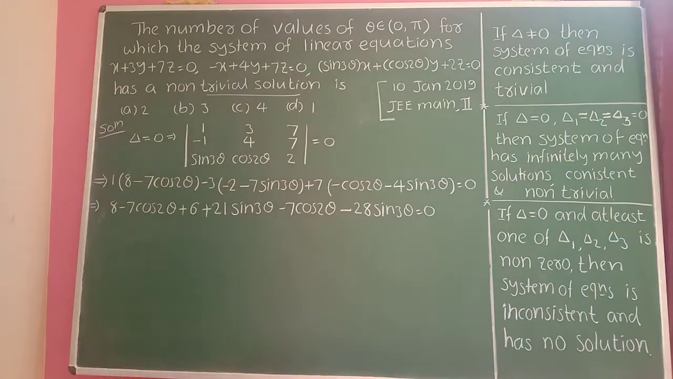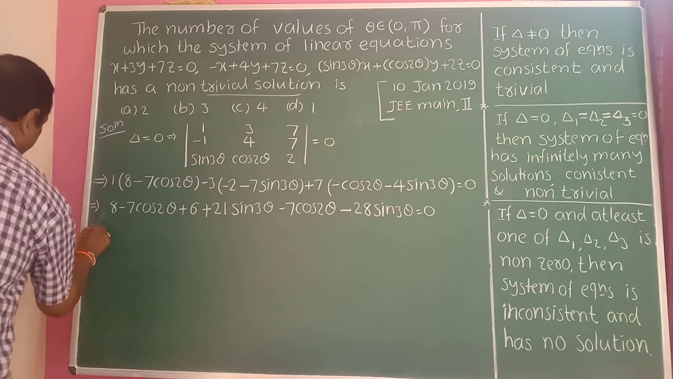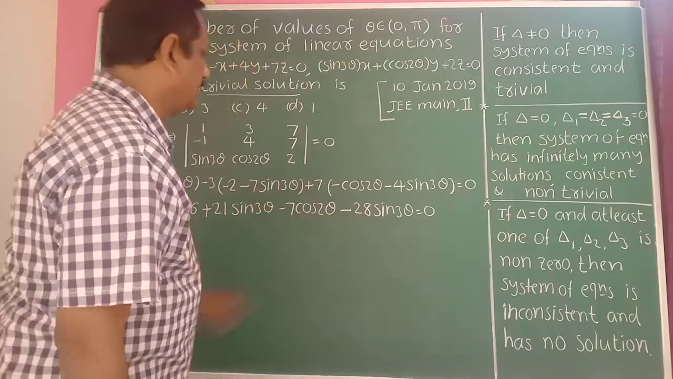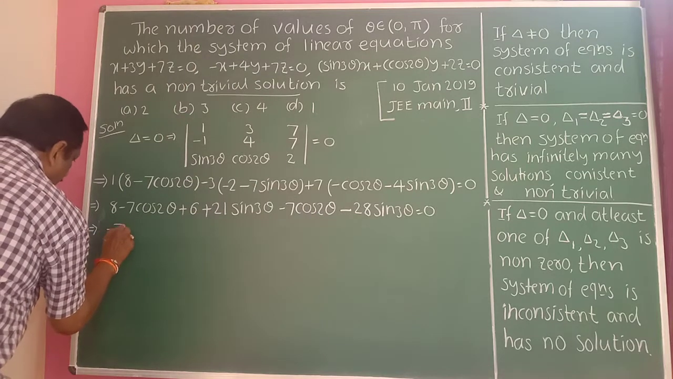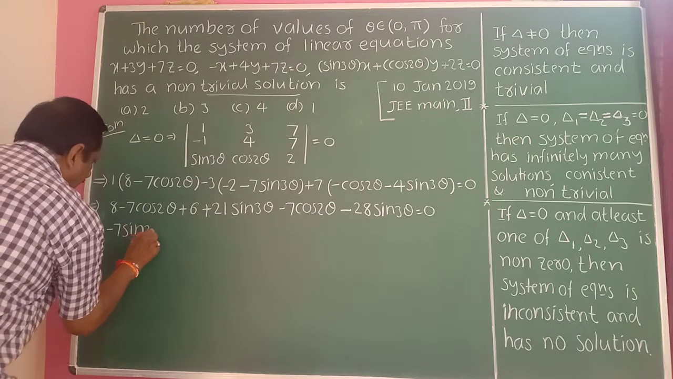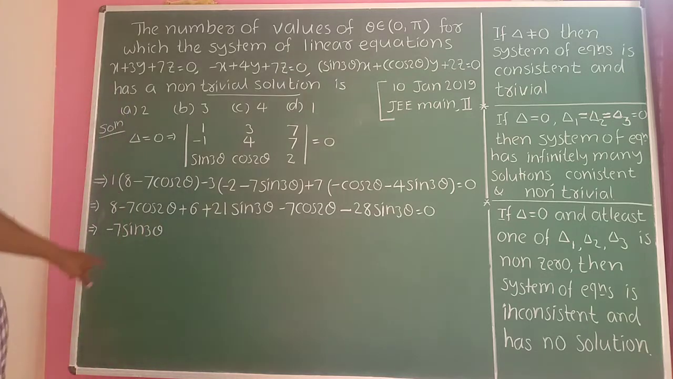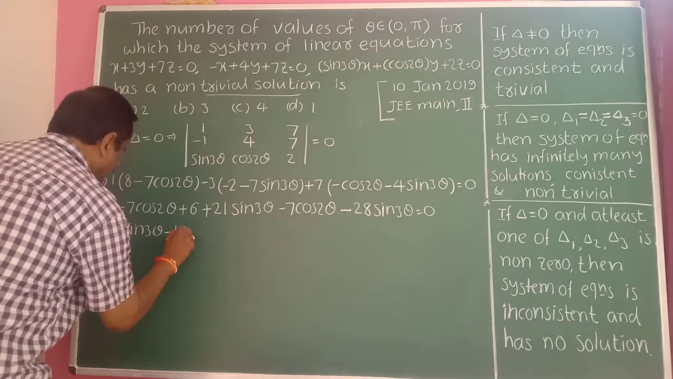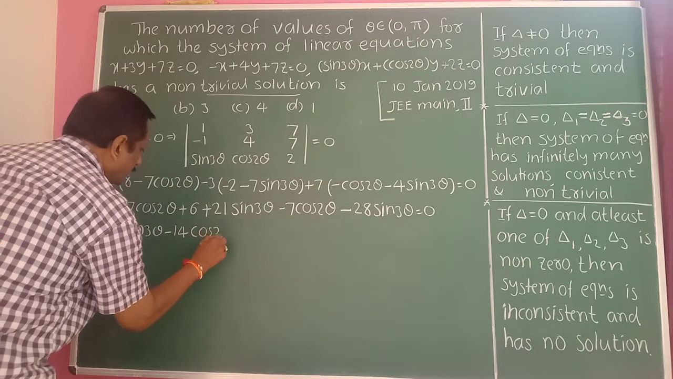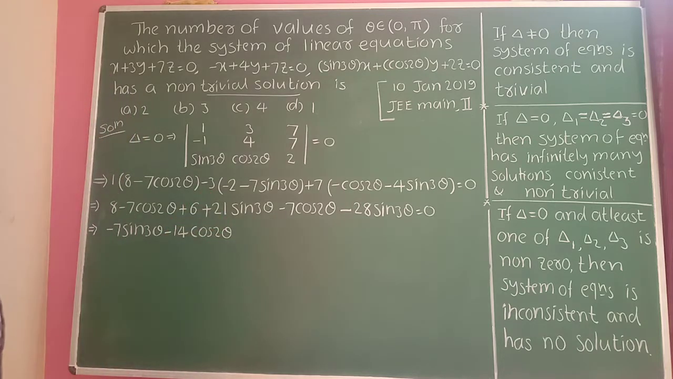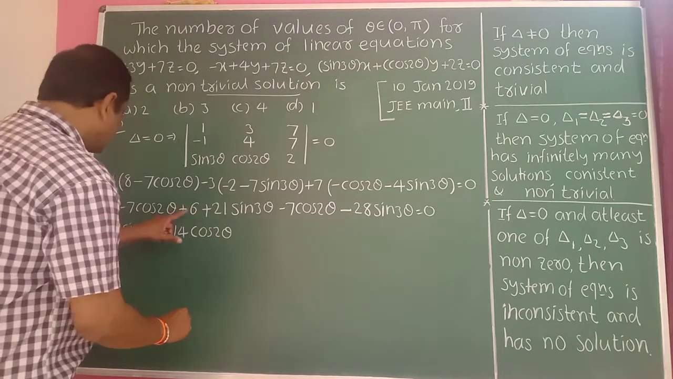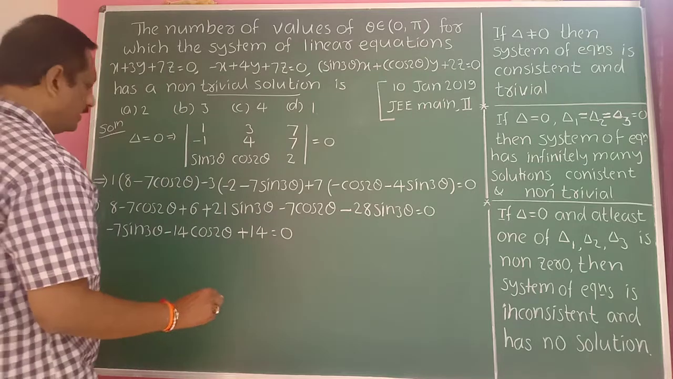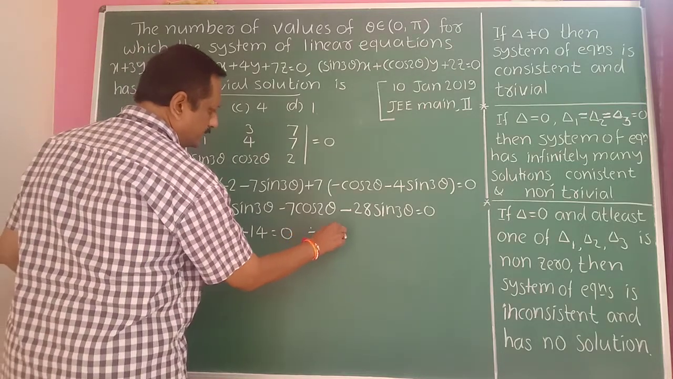So this implies 21 sin 3 theta minus 28 sin 3 theta gives minus 7 sin 3 theta. Minus 7 cos 2 theta minus 7 cos 2 theta gives minus 14 cos 2 theta. Then 8 plus 6 is 14, plus 14 is equal to 0. Then dividing both sides by minus 7.